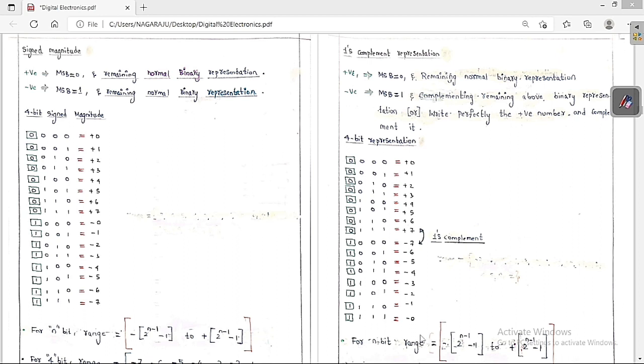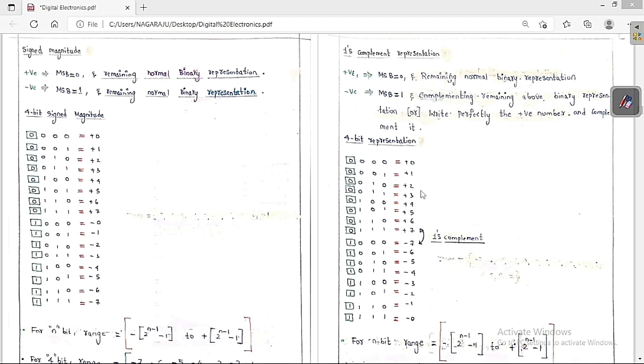Suppose for n bits, the range is the same as the previous value. The sign magnitude range and the ones complement range are identical. For n bits, the range is minus 2 to the power of n minus 1, minus 1, to plus 2 to the power of n minus 1, minus 1. Both are in the same range. You can see clearly that sign magnitude and ones complement representation have the same amount of range. So for n bits, the range with the help of ones complement is minus (2^(n-1) - 1) to plus (2^(n-1) - 1).